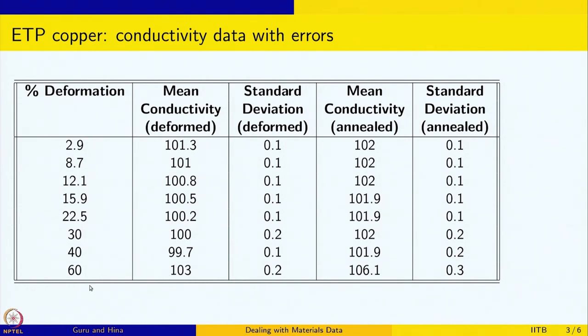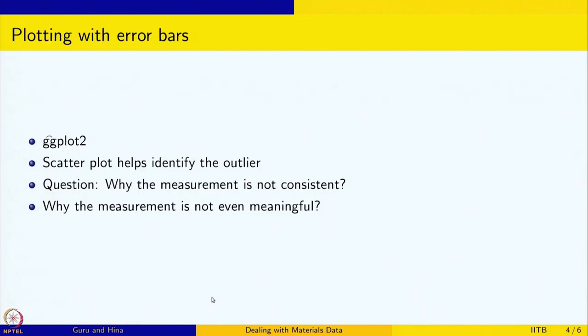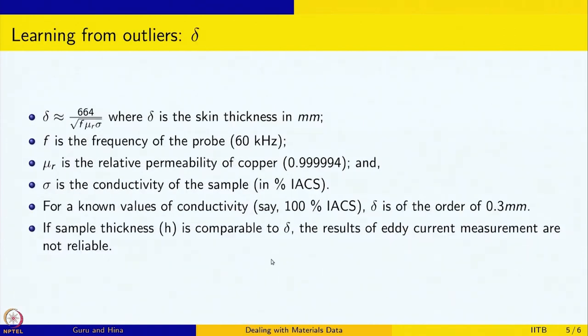So, this information, that we need to go look at this value and find out why it is not consistent, came from looking at the data. And once you pay attention to such outliers and try to understand why they exist, of course, you learn a little bit more about the experiment and the data and the material and so on and so forth.